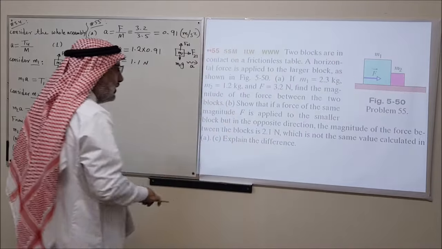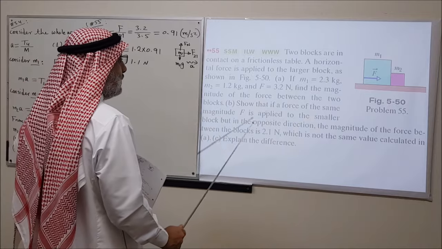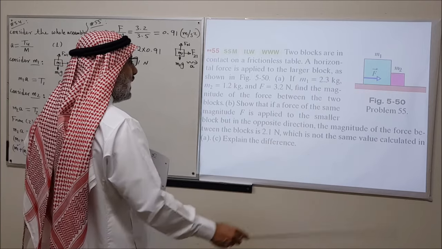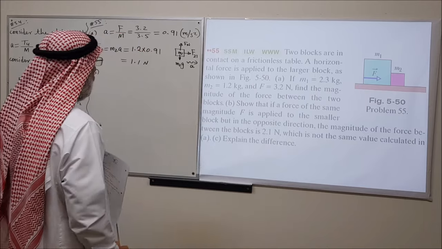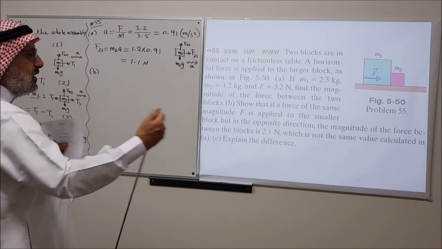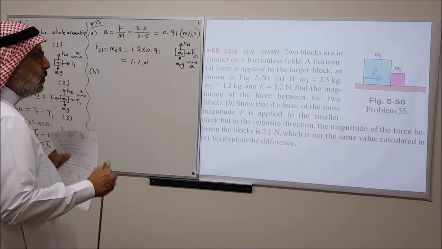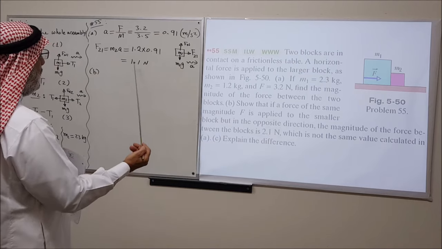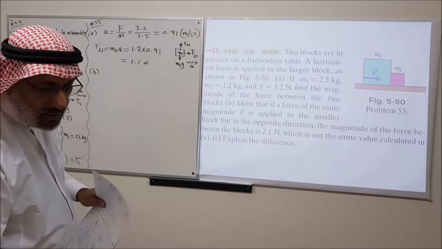Show that if a force of the same magnitude, F, is applied to the smaller block but in the opposite direction, the magnitude of the force between the blocks is 2.1, not 1.1 like we found here. That is, if I reverse the direction of the application of the force, the contact forces between the two will become different, which is not the same value as calculated in A. And then explain the difference. So let us first prove that.